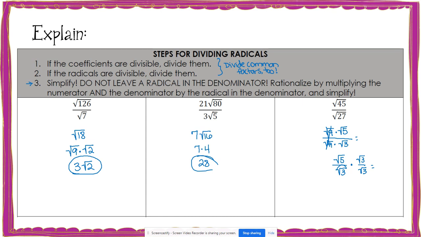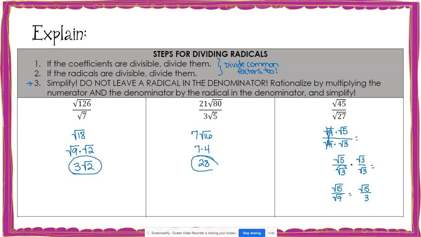The square root of 5 times the square root of 3 gives us the square root of 15. The square root of 3 times the square root of 3 gives us the square root of 9. Well, we know that the square root of 9 is actually 3 because 9 is a perfect square. So this is the square root of 15 over, since the square root of 9 is 3, we're going to pull it out of the radical.